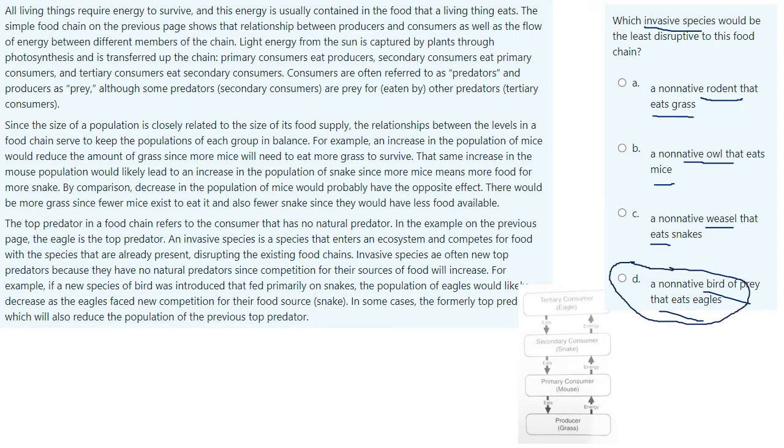If you're wanting the least disruption to a food chain, then the higher level that you affect, the less disruption you'll have. If you eat more eagles, then there's going to be less effect for the lower levels of the food chain.